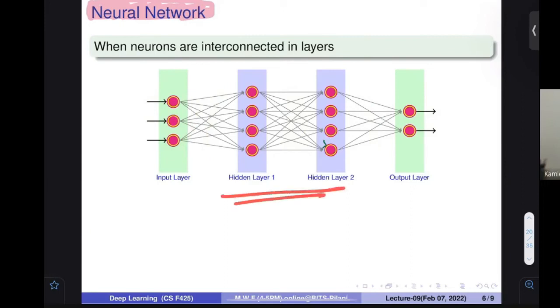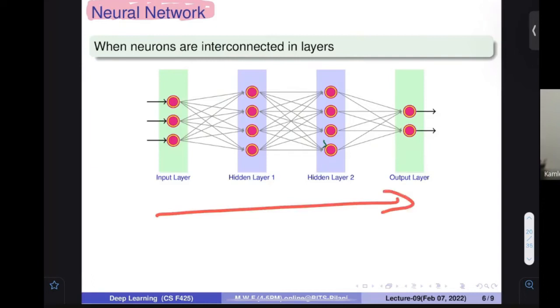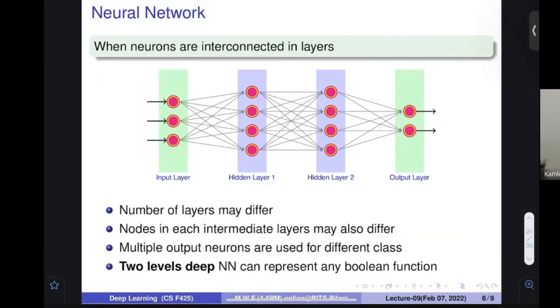Sometimes it is not so clear how many neurons there should be, but you try to adjust them in some logical way. What is the logic? We are going to talk about it very soon. Depending upon your requirement, the number of layers may differ. The number of nodes in each intermediate layer may differ. Multiple output neurons are used for the different classes.